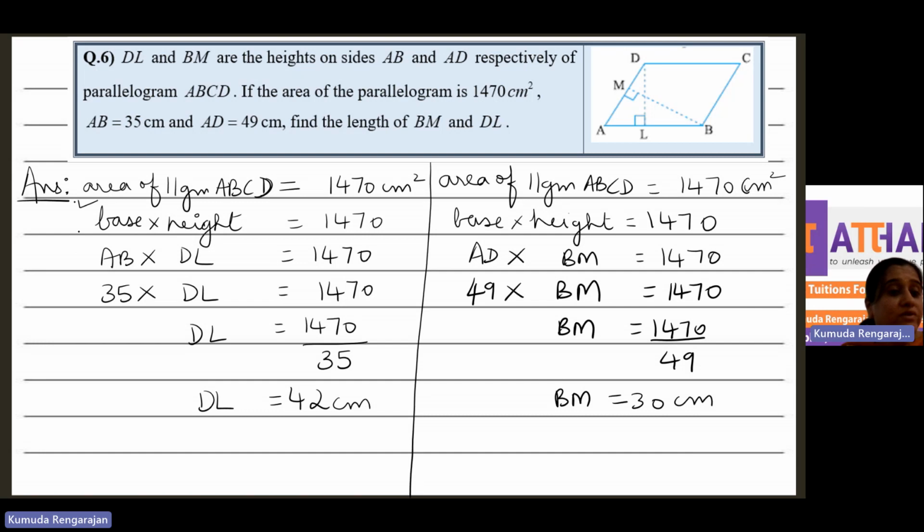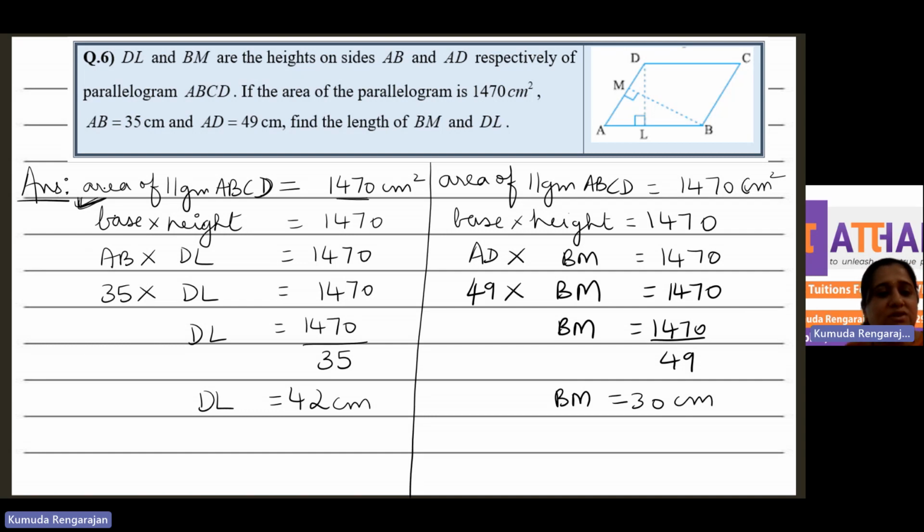Okay. First, you write area of the parallelogram is. I have told you this is how you start. Area of the parallelogram is equal to 1470. Look at the board. Whatever is given, write that first. Then below, write base into height is equal to 1470. Every step you need to make a change. You start like this: area of the parallelogram is equal to 1470.